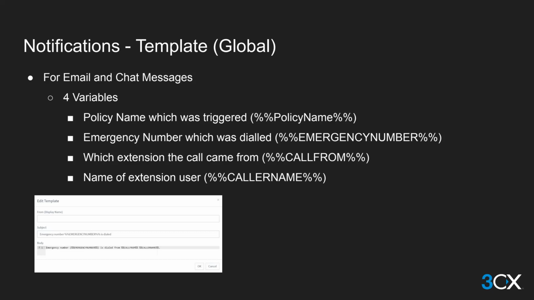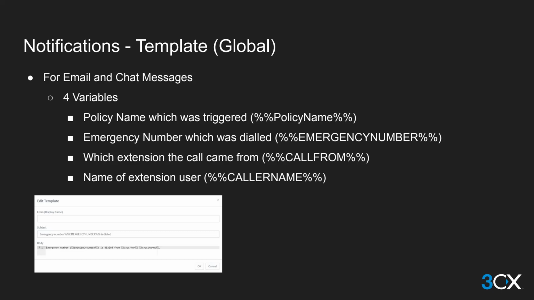In the examples we saw earlier on, we had 911 being configured as the emergency number. The designated personnel receiving the email or chat messages will see that 911 was dialed. The extension which placed the call to the emergency number will also be presented to the recipients of the notification. And finally, the name of the extension which made the call.